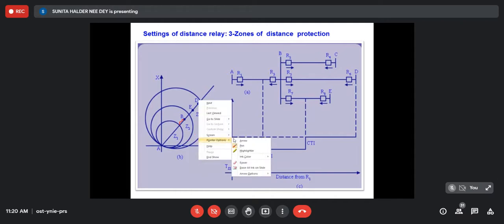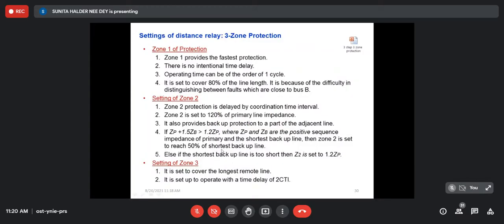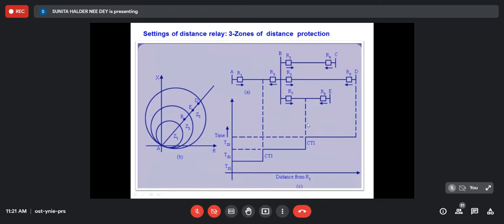Then the second set of protection is given with some delay, okay? And which line will be provided? Generally the shortest backup line is taken, right? Shortest backup line means this one. So this one will be set for the second set of protection. This is the first set of protection starting from the source, the first line. So AB will be provided the first set of protection, leaving 10 to 20% as backup protection.